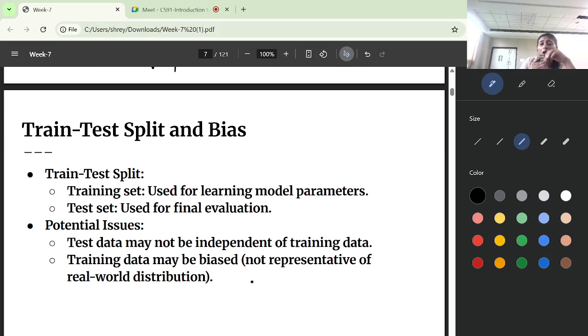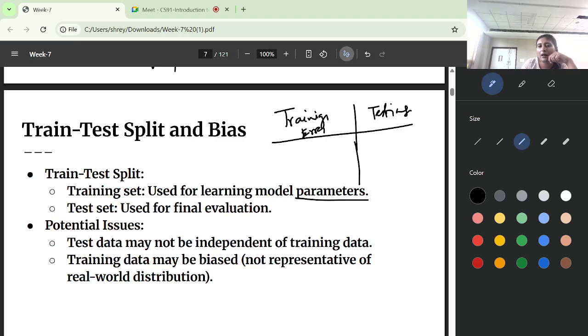Okay. So that's why the first thing is we have to split the data into two parts, that is train and test. So the training set is used for learning model parameters, as I just told you, and the test set is used for final evaluation. So generally when you see some papers, they have training and testing evaluation separately. It means that this is the training error, this is the testing error, or this is the training accuracy, and this is the testing accuracy.